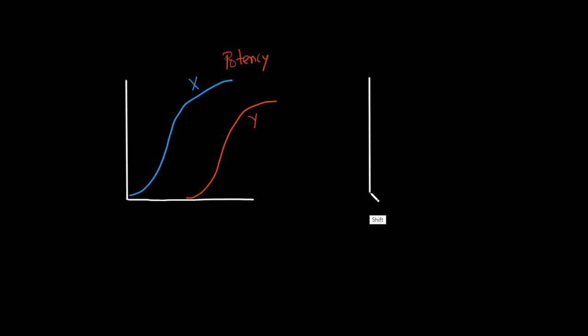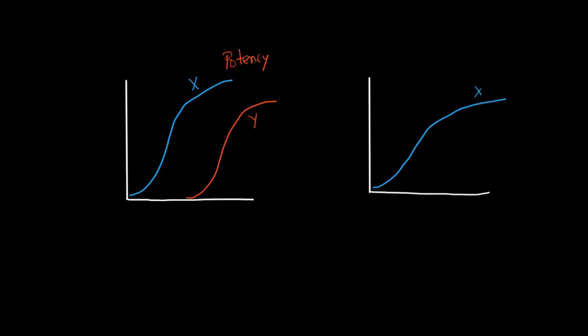So first of all, what is potency? Potency is a measure of the amount of drug necessary to produce an effect of a given magnitude. So in this example, drug X and drug Y both produced the same magnitude of effect, but drug X required less of the dose compared to drug Y. So that's why drug X is considered more potent than drug Y. It means that less dose is required. So lesser dose means more potent.